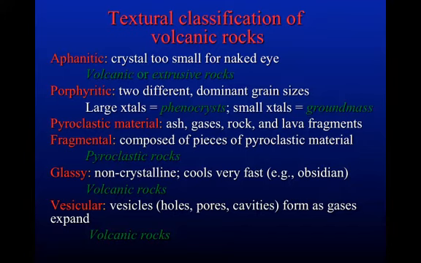Or we can have a glassy texture, and that could be an obsidian or a pumice, which is just volcanic glass that is very frothy, so it has a lot of air bubbles in it. And we can also get vesicles or have a vesicular texture where there are holes or pore spaces or other cavities that form as gases are escaping from the volcanic rock from a lava and end up trapped and preserved as holes later on.